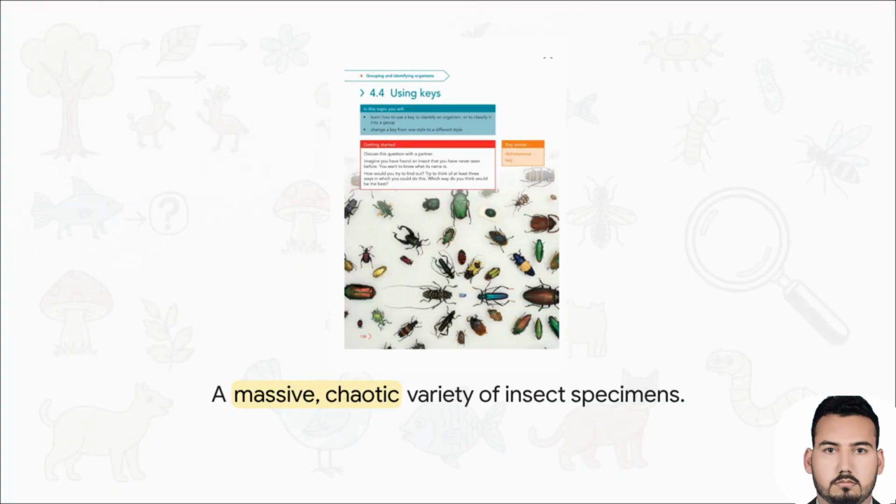Now, what's genuinely overwhelming is just how chaotic nature can actually be. I mean, look at the massive variety of these insect specimens on the screen. We share this planet with millions of different species. Some have spots, some have stripes, some have hard shells, and some are just completely bizarre. Without a structured system to categorize them, biology would be pure chaos. We desperately need a way to filter this wild diversity into something logical.